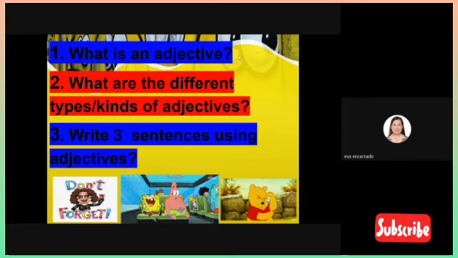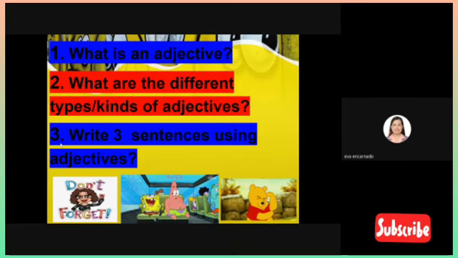Okay? Number 2, what are the different types or kinds of adjectives? Diba pinag-aralan natin yung 5 types or kinds of adjectives. Ano-ano yung mga yon? So, ibigay mo, enumerate mo sa akin. Ano yung una, pangalawa, actually in any order pwede.